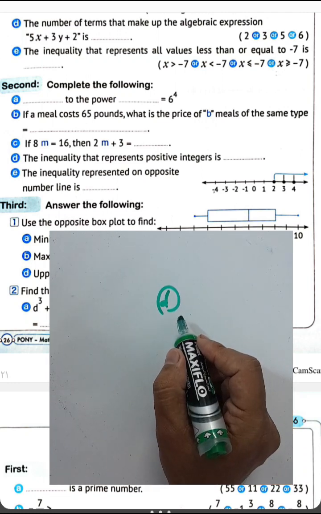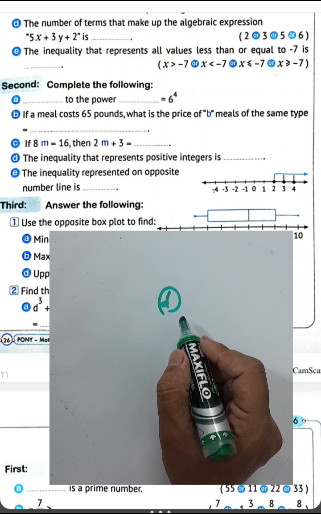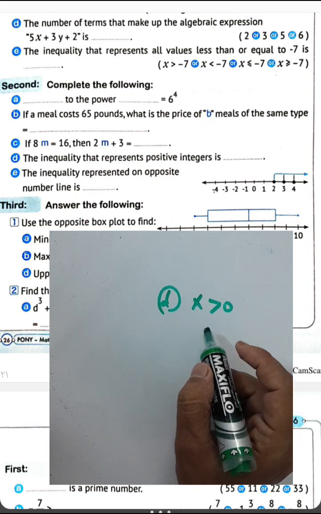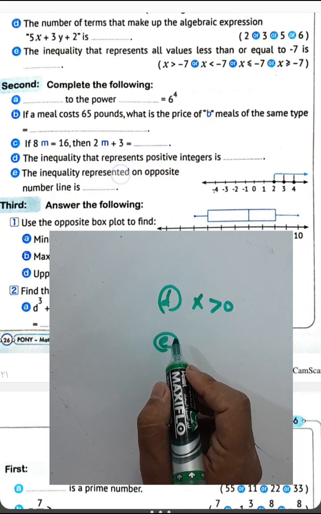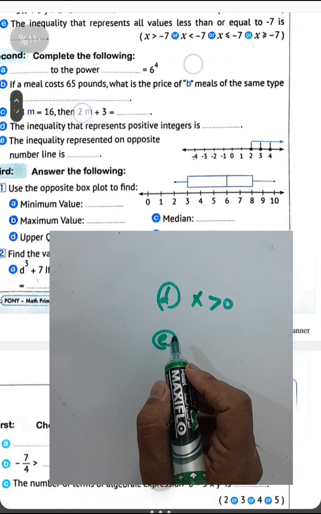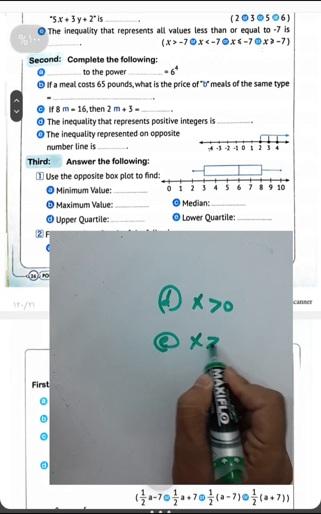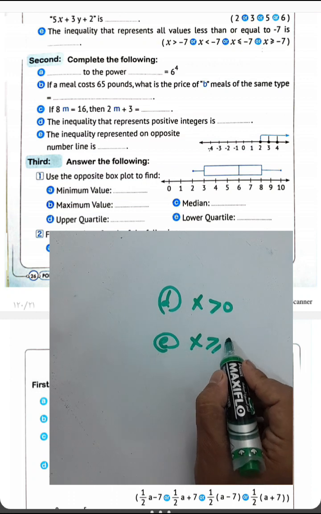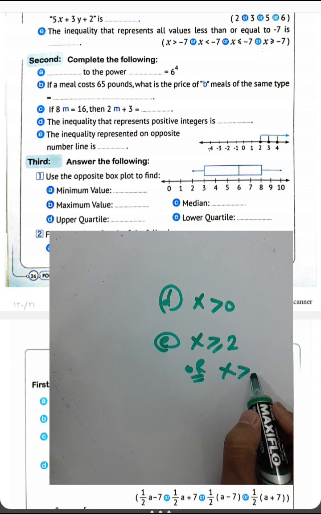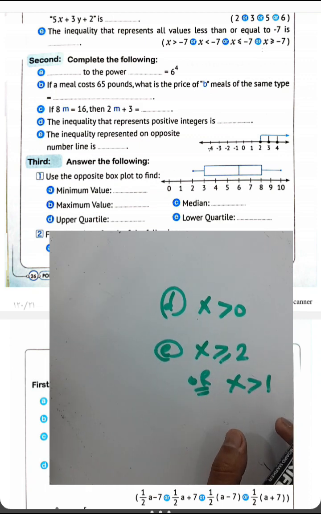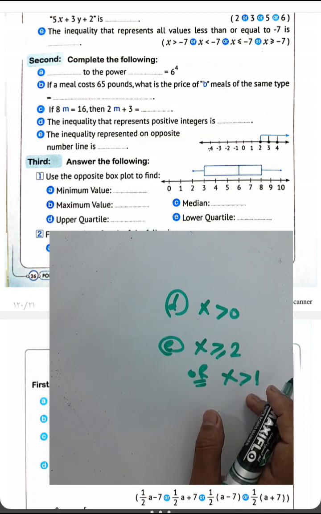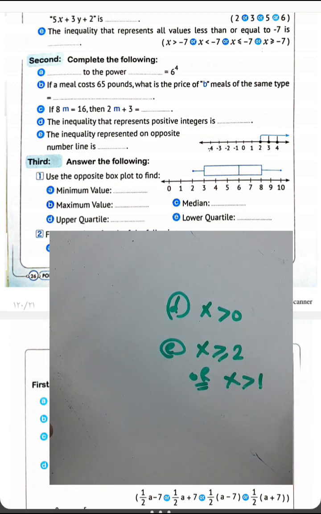Letter D. The inequality that represents positive integers is what? We can write this inequality x greater than 0, which refers to the positive integers. Letter E. The inequality that represents the number line here. We have 2, 3, 4, to infinity, it will be x greater than or equal to 2. Or we can write x greater than 1, if 1 and 2 are called integers. So the result is x greater than 1 or x greater than or equal to 2.